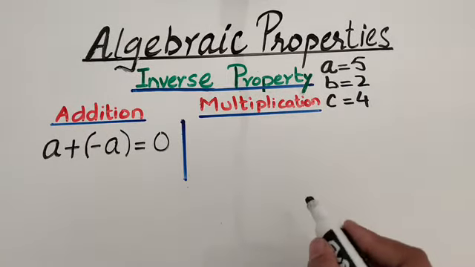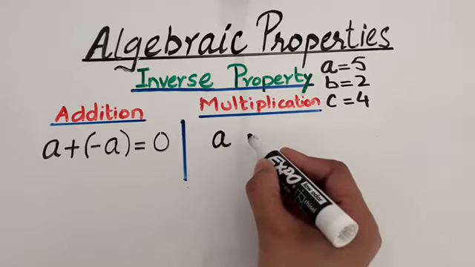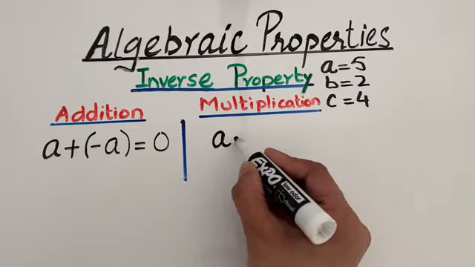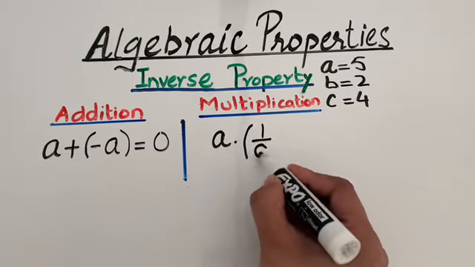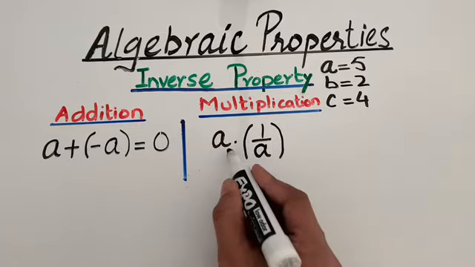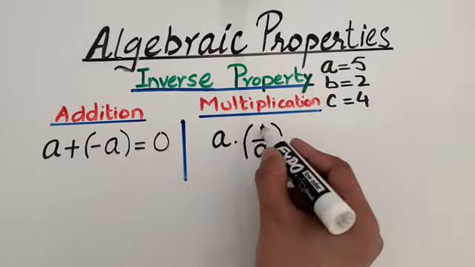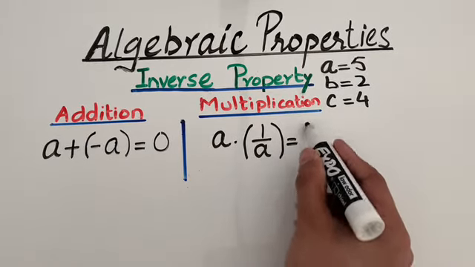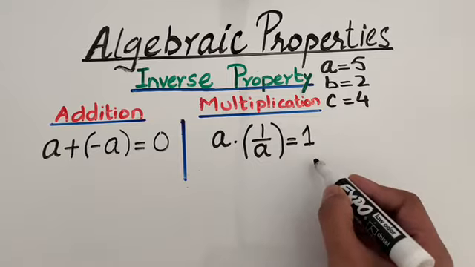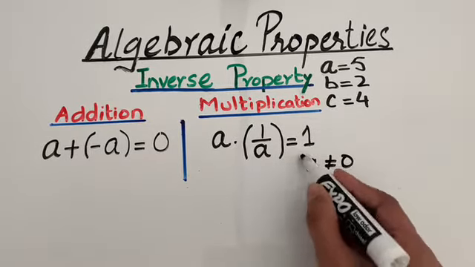And for multiplication, if I take A and I multiply that by the inverse of A, inverse of A means 1 over A. As you all know, the inverse of multiplication is division. So A times 1 over A, I get 1, so long as A is not equal to 0.